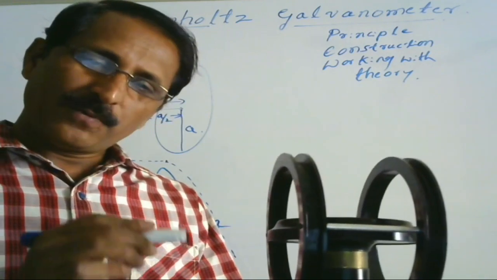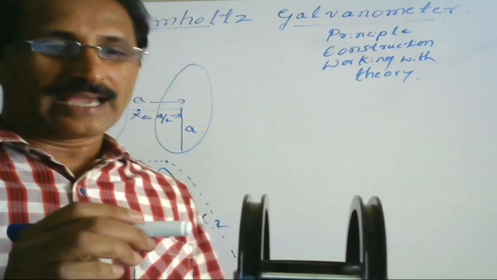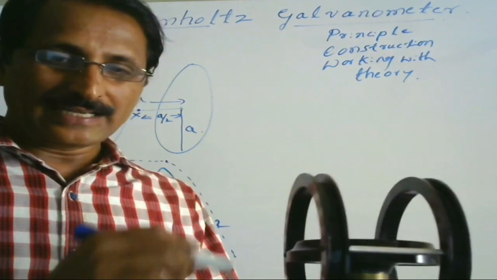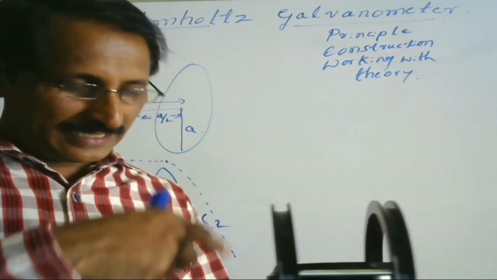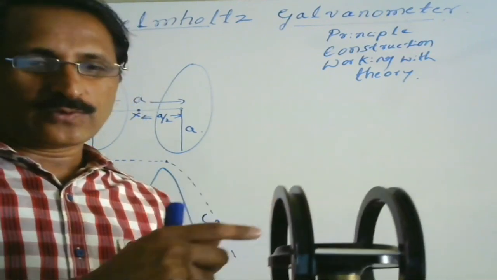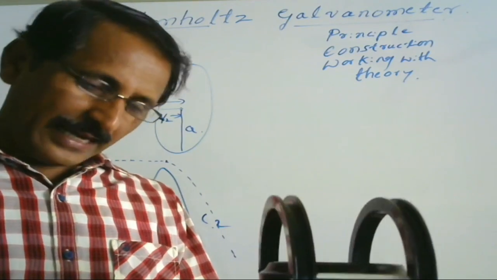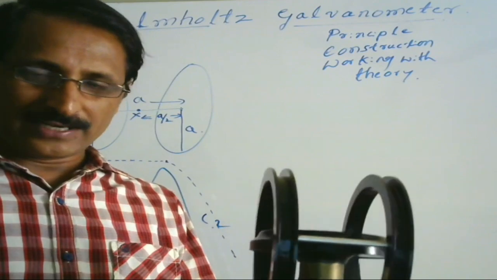When the current passes through the coils, the magnetic needle gets deflected through an angle theta. The current can be reversed with the help of the commutator, that is, the direction of the current through the coil is reversed with the help of the commutator.